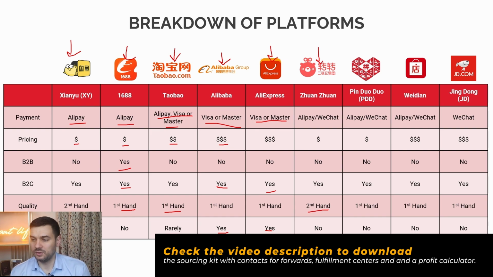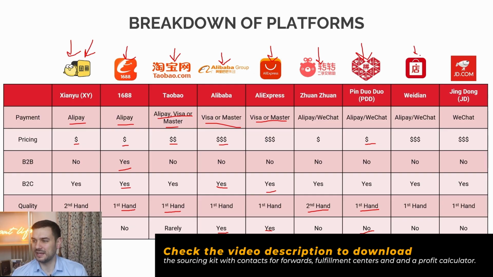Then here you have Zhuanzhuan, which is another secondhand goods platform, and yes, you can use WeChat Pay for this platform, and it's meant for the secondhand market, just like Xianyu, but it's like its counterpart. Then you have Pinduoduo, which is another one of my favorites because the pricing is amazing. You'll see in a second. It can accept WeChat or Alipay if you download the application, and it's usually first-hand goods. And it's mainly meant for B2C, kind of like AliExpress. And yes, it does not ship overseas for the most part. So be careful of that.